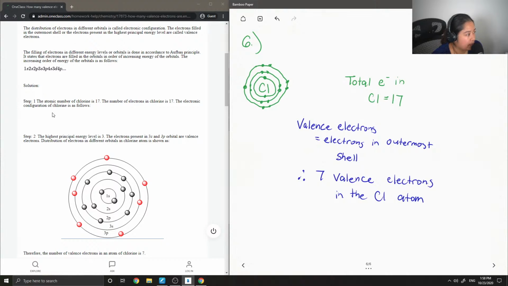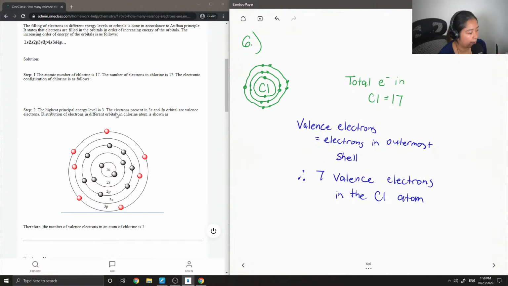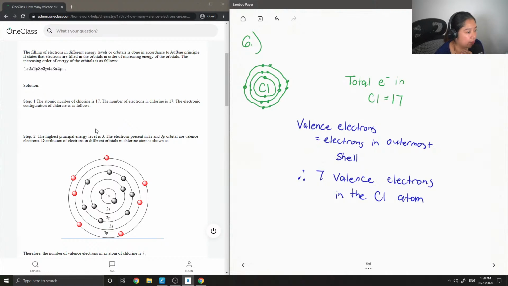Step 1. The atomic number of chlorine is 17. The number of electrons in chlorine is 17. And the electronic configuration of chlorine is as follows. So they didn't write it down, but I know what they mean.